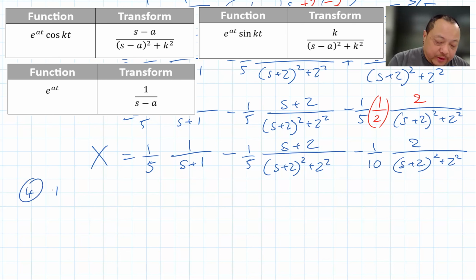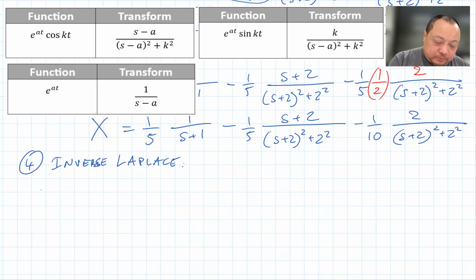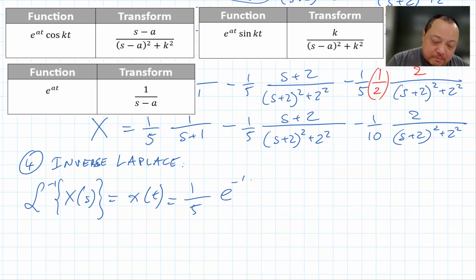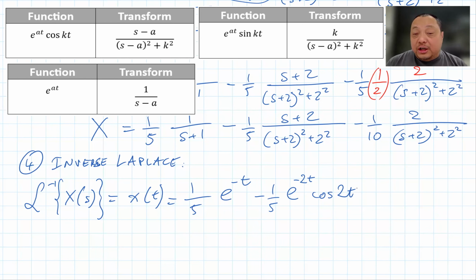Step 4, inverse Laplace. I take inverse Laplace, and I get little x of t. That plus 1 becomes e to the -t, as s minus a is -1. This one becomes e to the -2t cosine 2t.